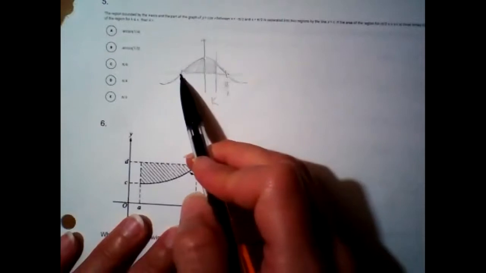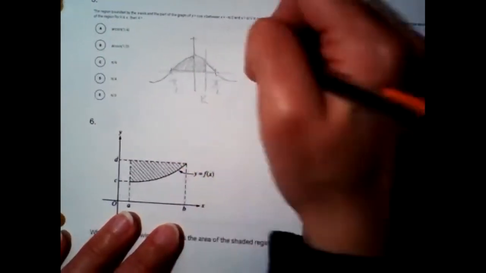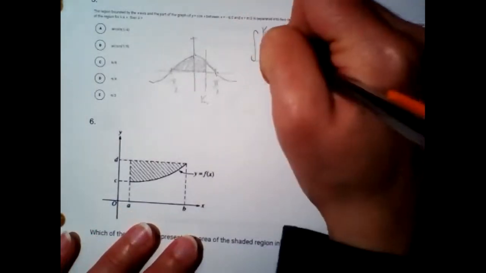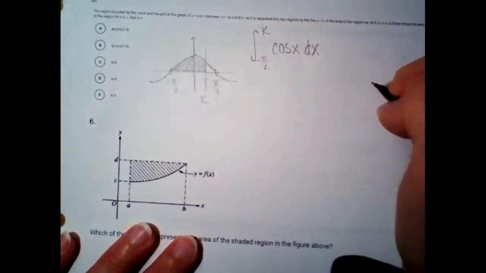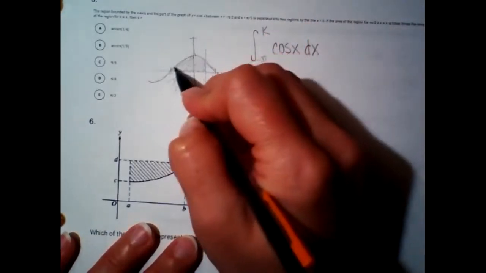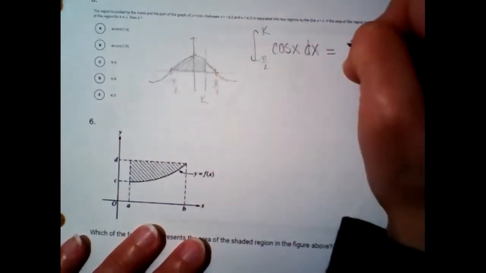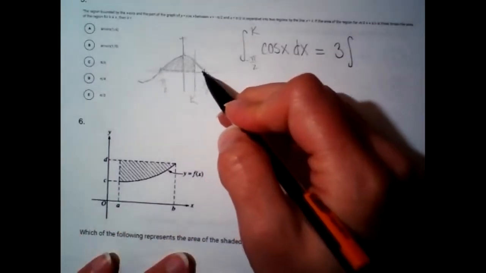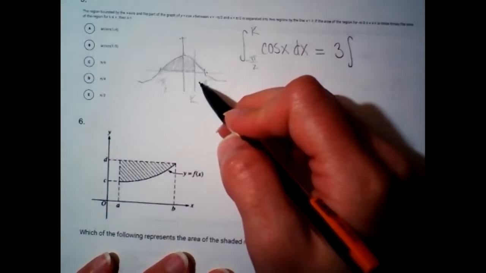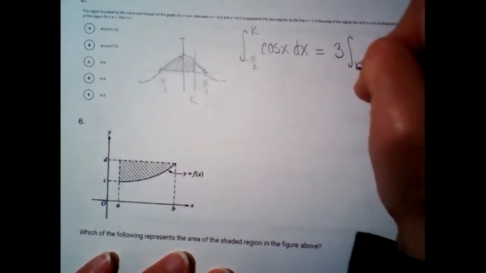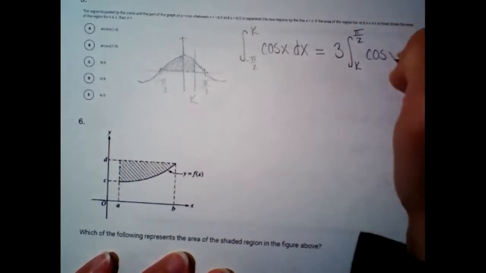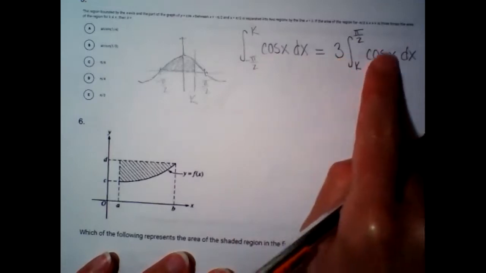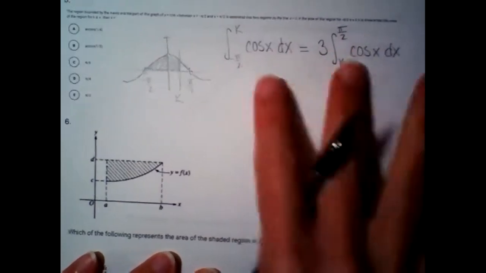All right, so let's write an integral for the area of the shaded region. That would be the integral from negative pi over 2 to k of cosine x dx. So that would give me the area of the part that I have shaded, and that is 3 times the rest of the area, the part that I didn't shade here. So that would be 3 times the integral from k to pi over 2 of cosine of x dx. So that shaded area is 3 times what the rest of it would be worth. So we're going to have to work both of these out.